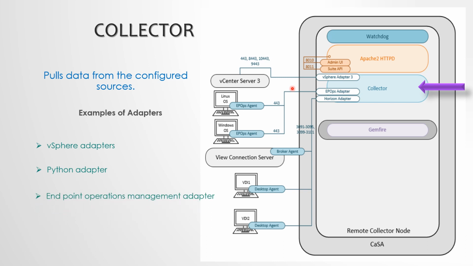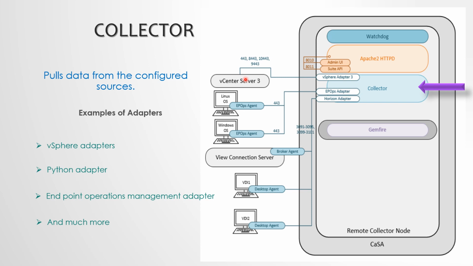Next example is the endpoint operations management adapter. This adapter is configured only when you want to monitor your OS. So for OS level monitoring, you configure this kind of adapter. For that, you need to add an epops agent on each of these VMs that you want to monitor. After configuring that, vROps will listen through all of these agents. And like that, there are other types of adapters also, depending upon what sources you want to monitor.